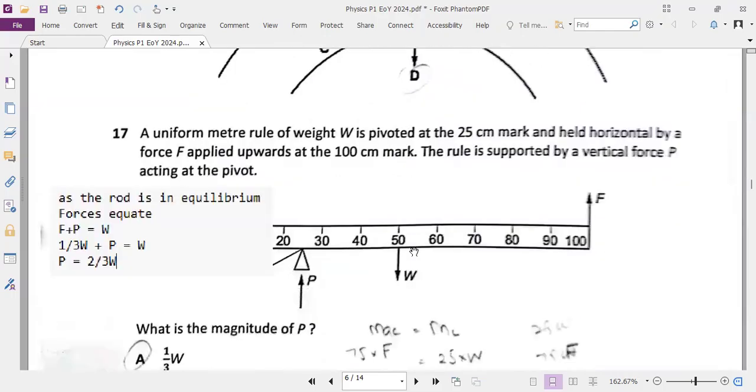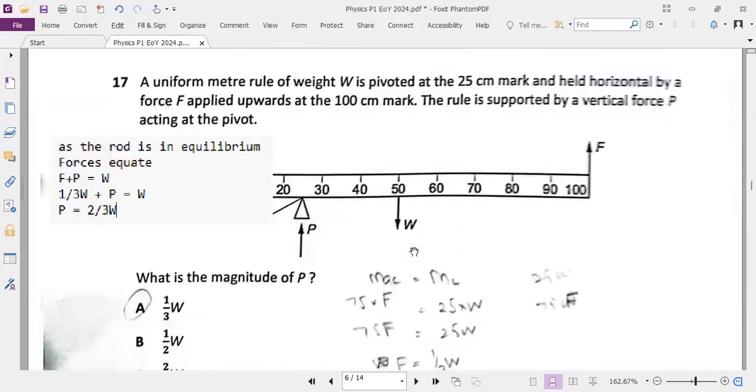Number 17, again, another tricky question. The student thought that we want to know the force, but we don't want to know the force. We want to know the force acting at P, not the force F. So first, we calculate the force F in terms of W. You get this here. F is 1 over 3W.